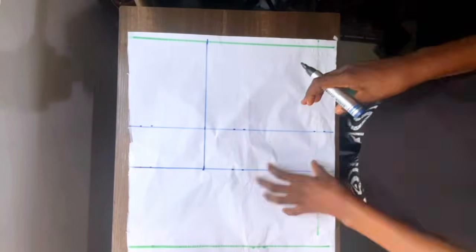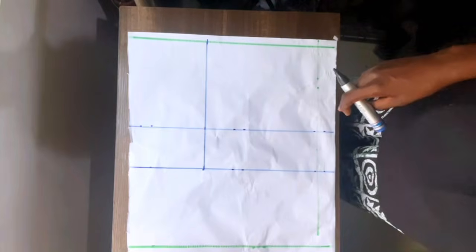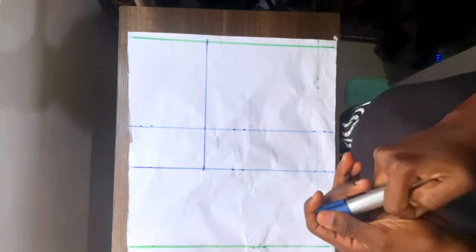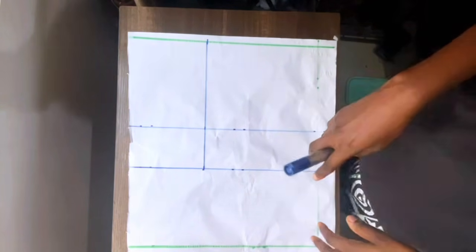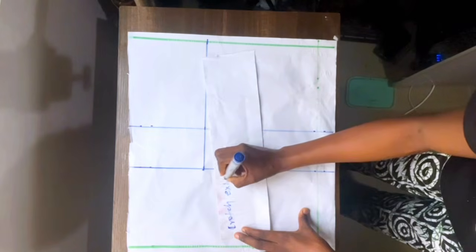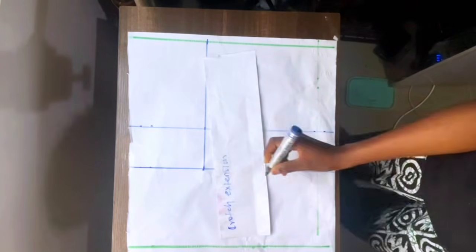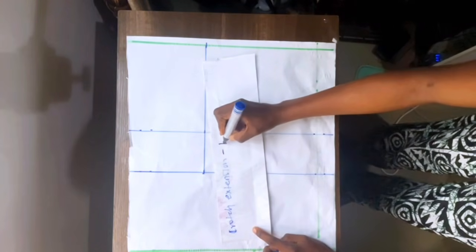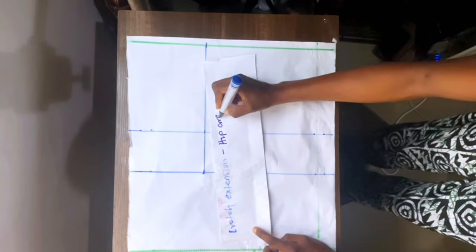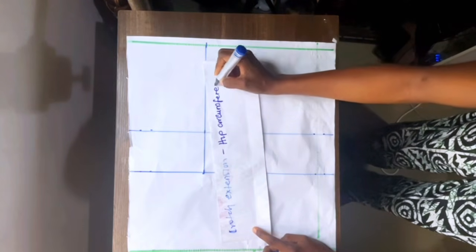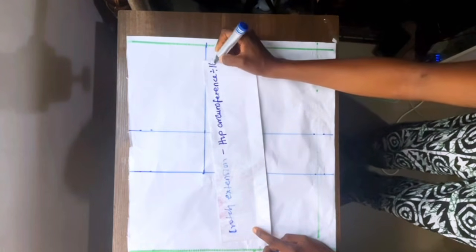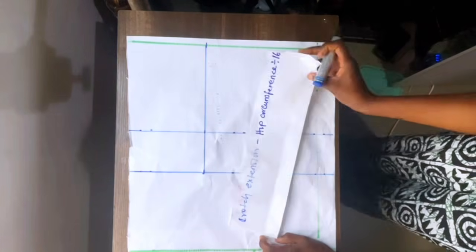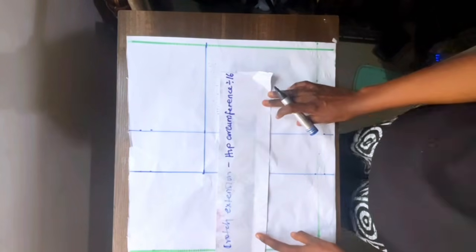Now, to derive our crotch extension, the standard way is to divide your hip measurement by 16. Crotch extension is hip circumference divided by 16. So you divide your hip circumference by 16, and whatever you get, that is your front hip extension, and you mark it there.